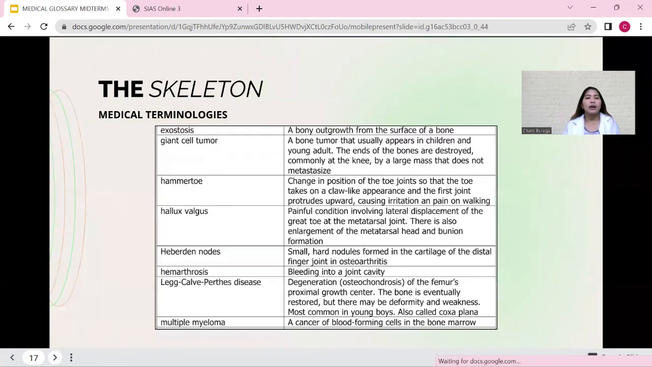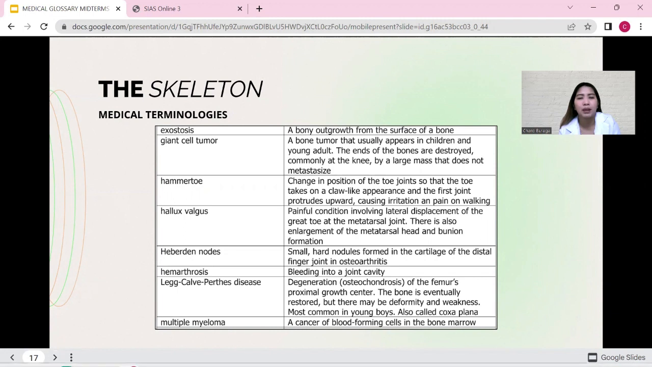Okay. Another, the exostosis. Exostosis is the bony outgrowth from the surface of the bone. So the giant cell tumor, a bone tumor that usually occurs in children and young adults. And the bones are destroyed commonly at the knee by a large mass that does not metastasize. So, yung mga common giant cell tumor naman dito sa niyan. Meron akong friend na nandyan. Tinutol na lang ang paa kasi natakot silang mag-metastasize. But according naman, so hindi naman daw gaano. Pero mahirap na din magtiwala.